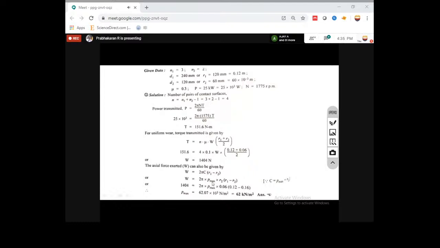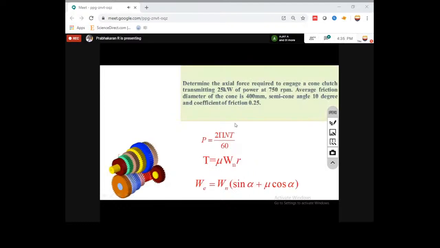Okay, so next I'm going to talk about a cone clutch problem. Whenever we discuss the cone clutch, the angle of contact alpha is very important. Okay, so torque equals mu into WR, where W is the normal force. Whenever we consider the axial force, I want to resolve it into horizontal and vertical components, sin alpha and mu cos alpha. You should remember this concept.